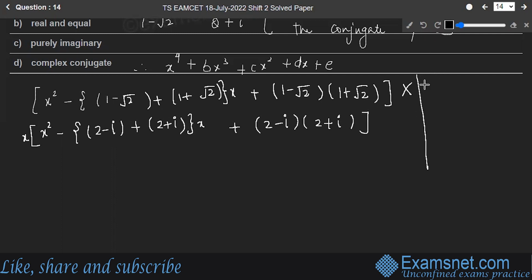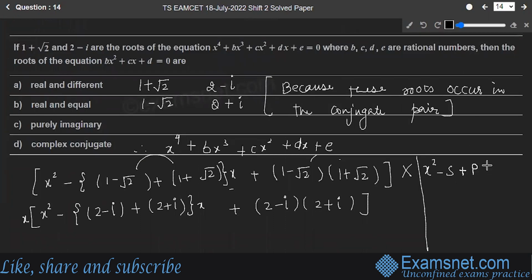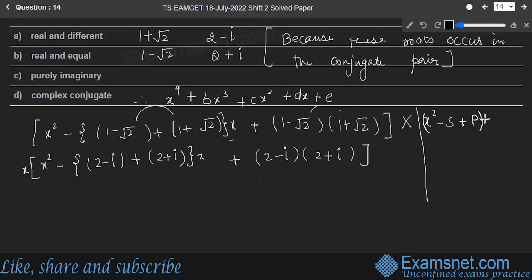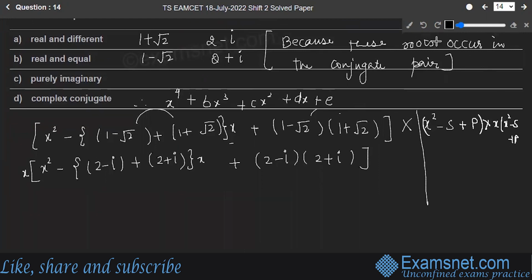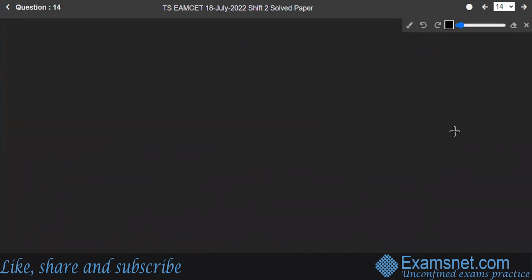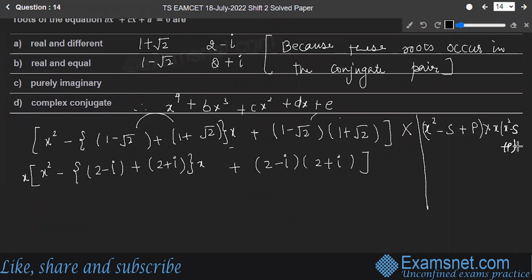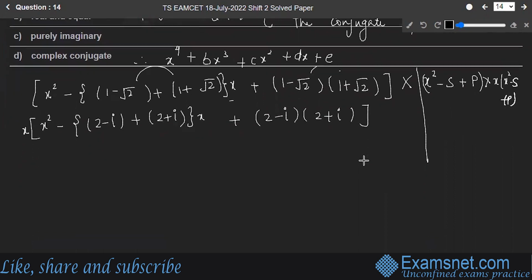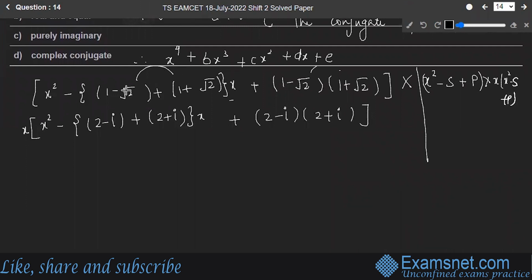So for the quadratic, it is always like x square minus sum of the two roots multiplied by x plus product of the two roots, right? Then multiplied by x square minus sum of the another two roots x plus product of the another two roots. This is what I have done over here. Using this general formula for deriving the equation from the roots, I have come to this one. Now let's solve it further. These are the sum of the two roots and the product of the two roots, this is the sum of another two roots, and this is the product of another two roots. Okay, so let's solve it.